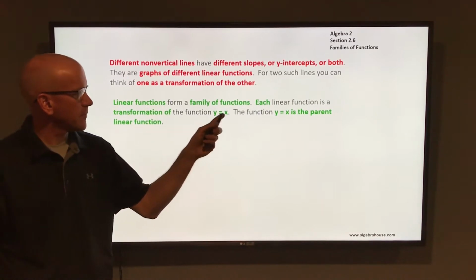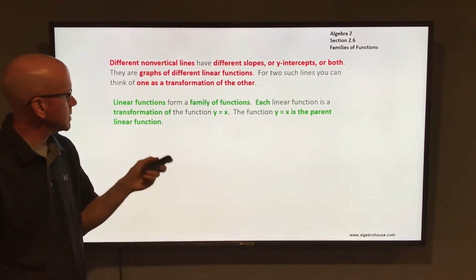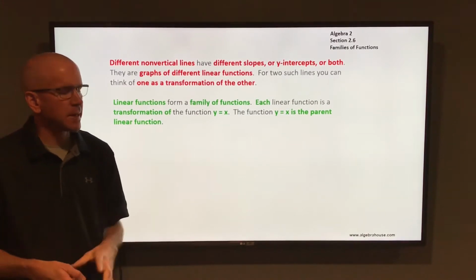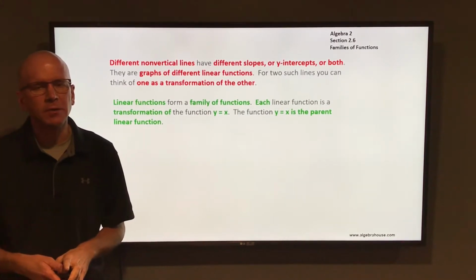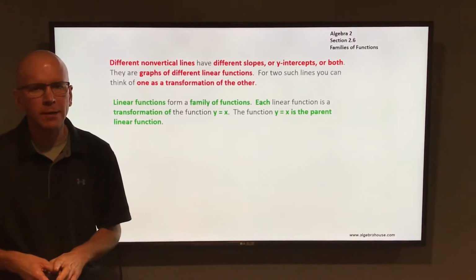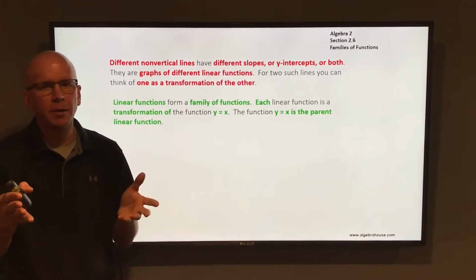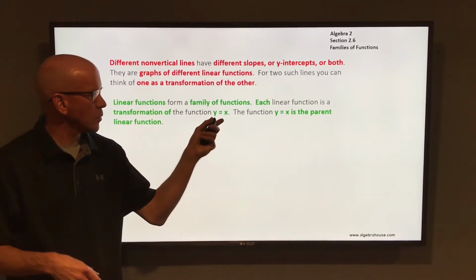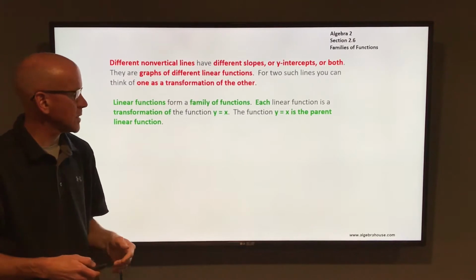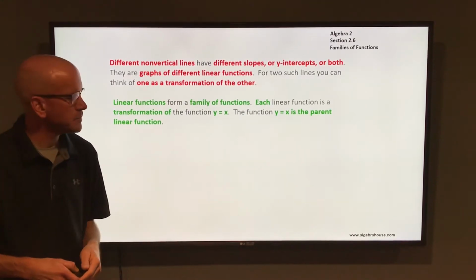Linear functions form a family of functions. Each linear function is a transformation of the function y equals x. So y equals x is what's called the parent linear function. All other linear functions originate from that parent function y equals x. Just like you originate from your parents, all linear functions originate from y equals x. The function y equals x, once again, is called the parent linear function.